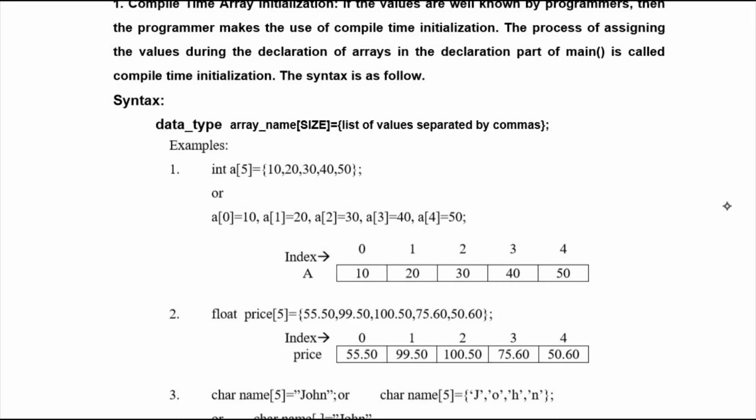Or we can also write a of 0 is equal to 10, a of 1 equal to 20, a of 2 is equal to 30, a of 3 is equal to 40, a of 4 is equal to 50. Okay, which also means the same. That is, array a is going to contain 10, 20, 30, 40, 50 as its elements.